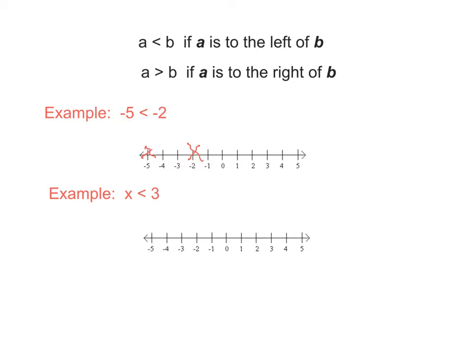So at 3, we've got ourselves a parentheses, and then x is less than, that means it's to the left, and we've got something that looks like that. All right? So x is less than 3. We've got a parentheses at 3, and it's all the values to the left of 3.